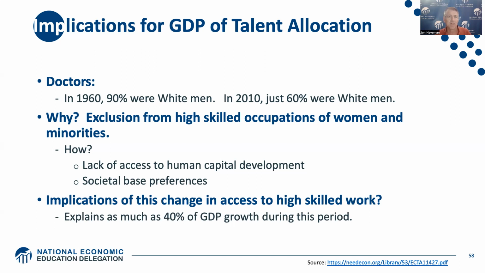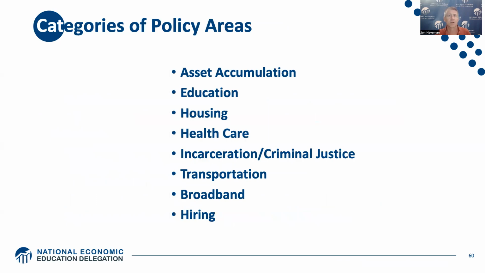Okay, so what about policy solutions? We could sit here literally all day and talk about policy solutions. There are so many different areas in which we could bring about change. We could bring about reduction in discrepancies, asset accumulation. We'll talk about that next week. Education, housing, healthcare, incarceration, again next week. Transportation systems, broadband, hiring policies. There are so many different policy areas where we could jump in, make change, and make a difference.